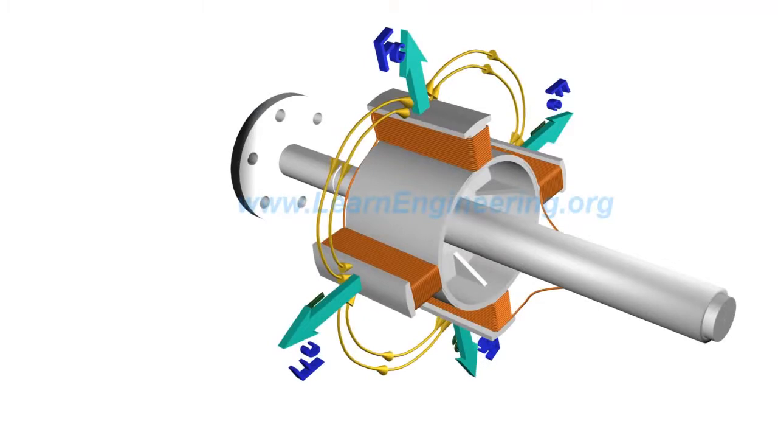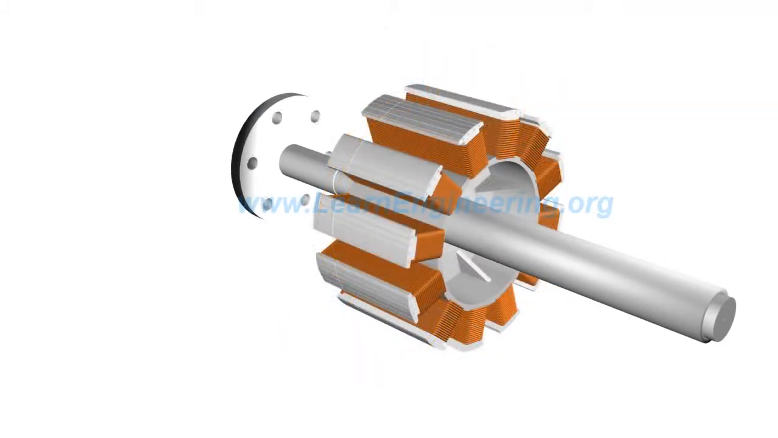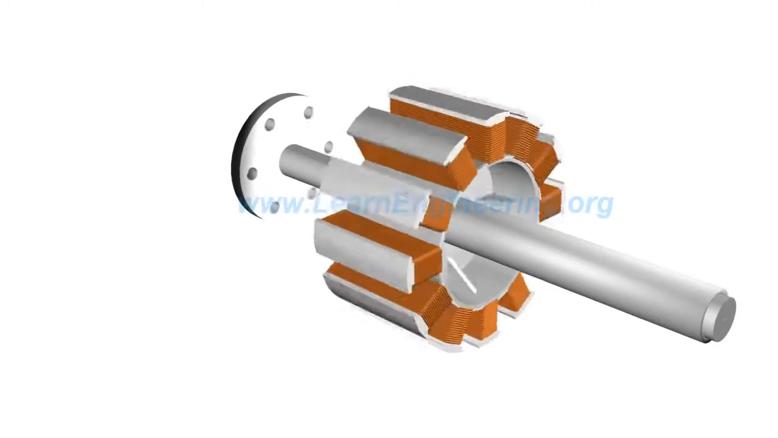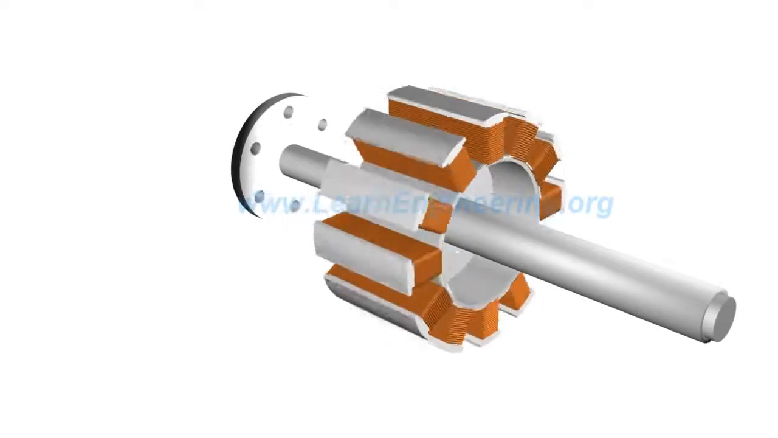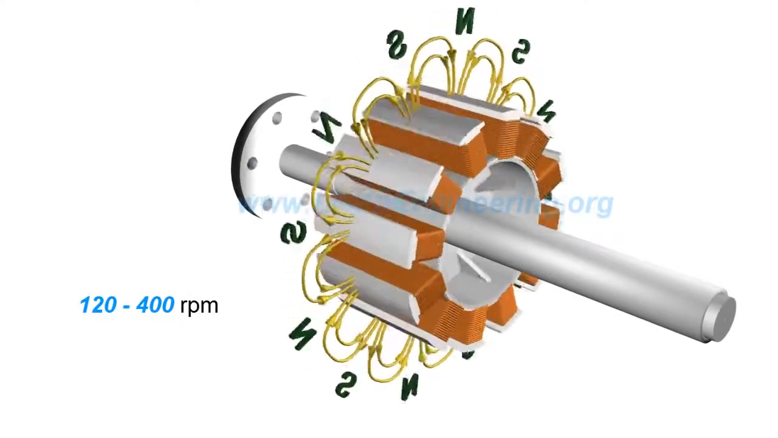So salient pole rotors generally have 10 to 20 poles, which demands lower RPM. Or, salient pole rotors are used when the prime mover rotates at relatively lower RPM.